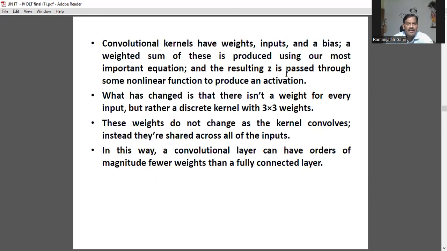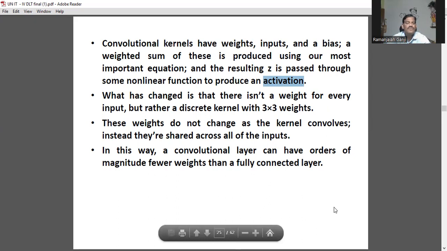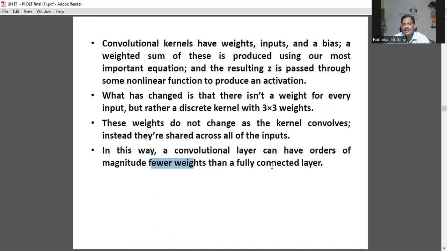Convolution kernels have weights, input, and bias. A weighted sum of these is produced by using the most important equation, resulting in Z, which is passed through some nonlinear function to produce an activation. So a convolution layer can have orders of magnitude fewer weights than fully connected layers. When you compare with fully connected layers, we have far fewer weights.